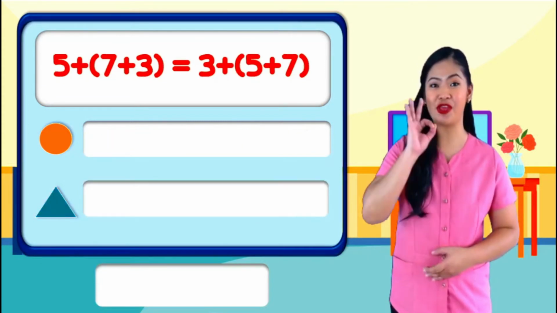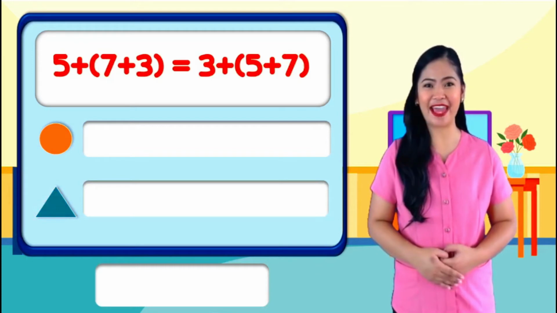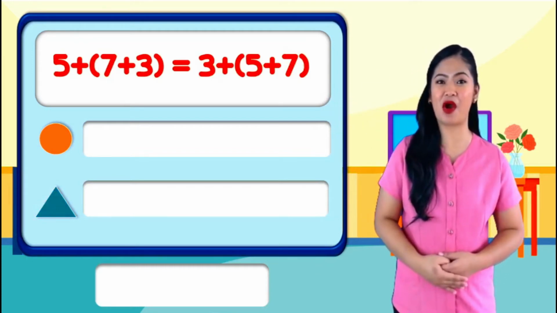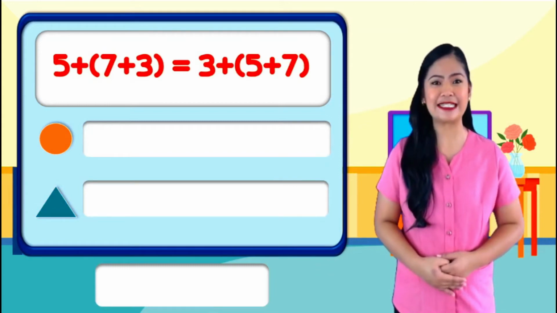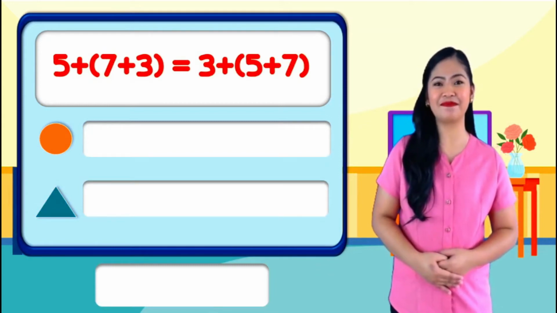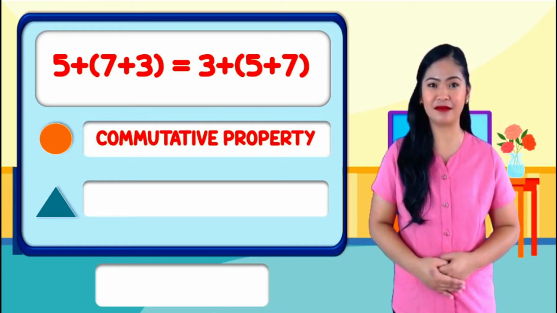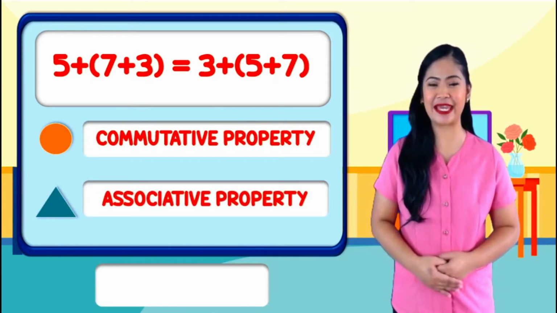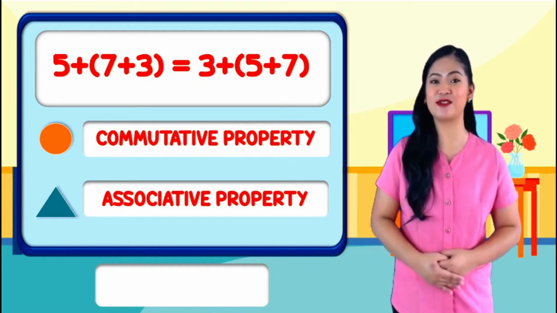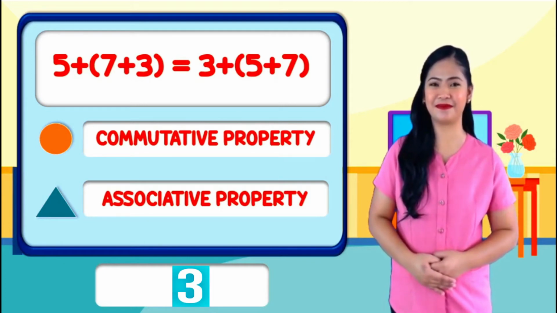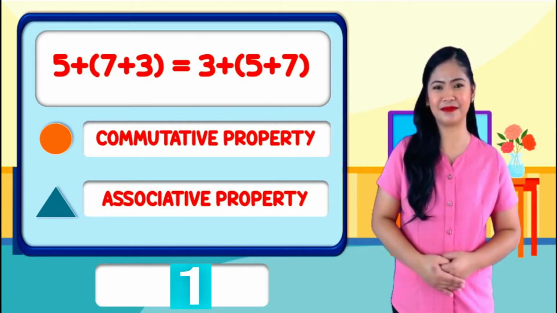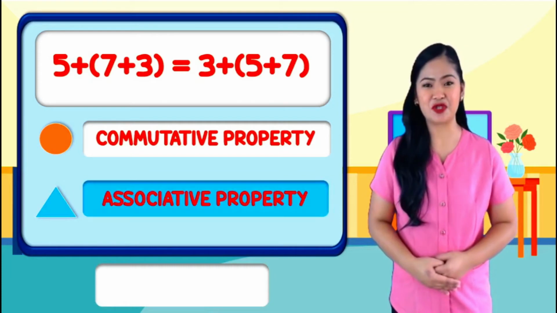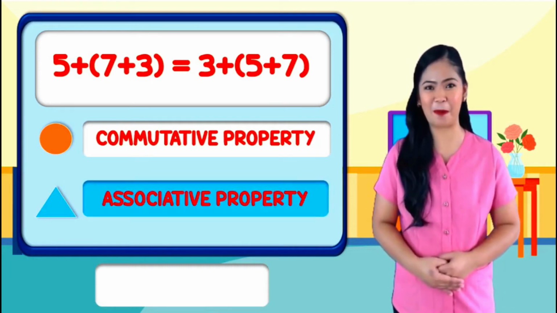Now, for our third question, 5 plus the sum of 7 and 3 is equal to the sum of 5 and 7 plus 3. For circle, it's commutative property. For triangle, associative property. Is it circle or triangle? The correct answer is triangle, associative property.